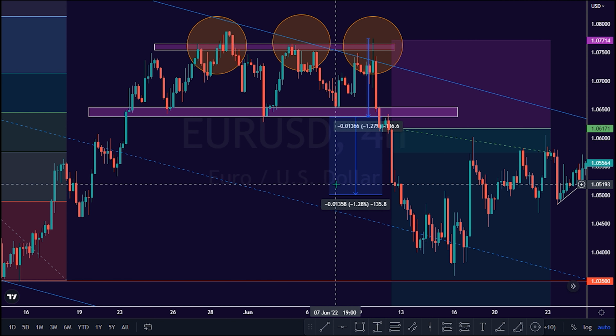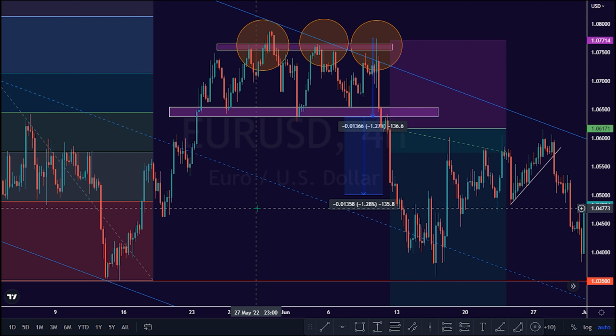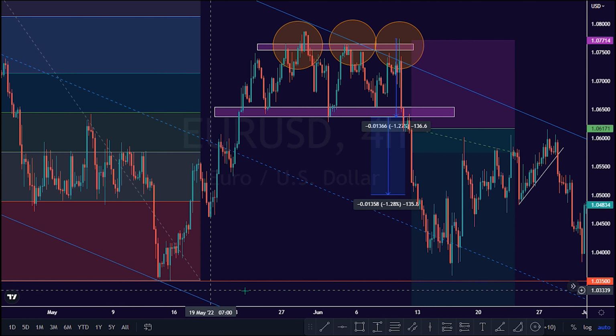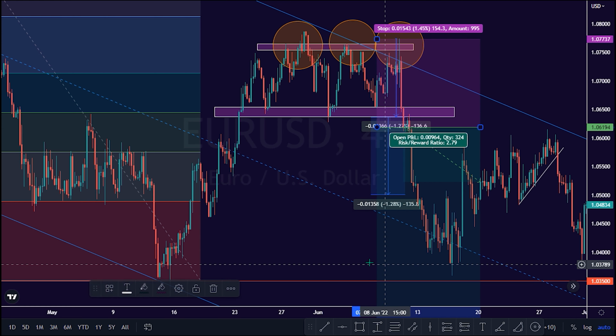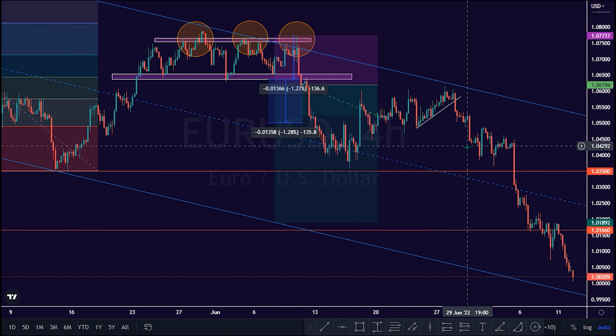Option 2. Target the next potential strong support level in the market. Option 3. Trail your profit down until the market hits your trailing stop.